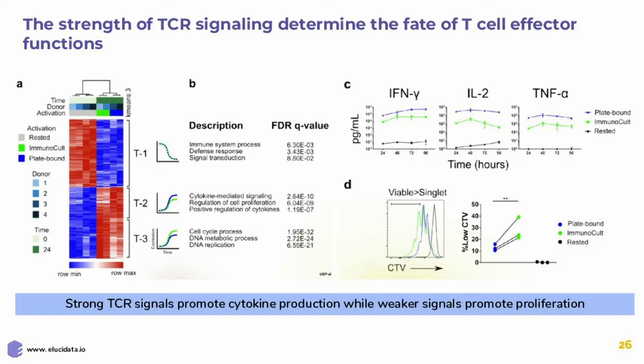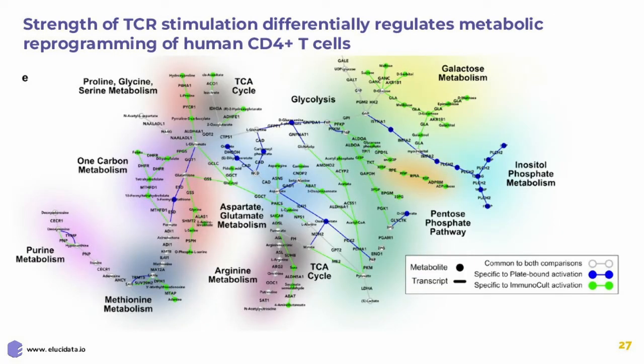The question that we had on our mind at this point was, well, does that translate to different metabolic networks and nodes inside the T cells? And so we went back and looked at that through our Combi-T approach lens. Here we are looking at pathways. The ones in green are the ones that we saw come up specifically when the cells were stimulated with ImmunoCult, and the lines in blue are the ones that specifically came up when the cells were stimulated with plate-bound activation.